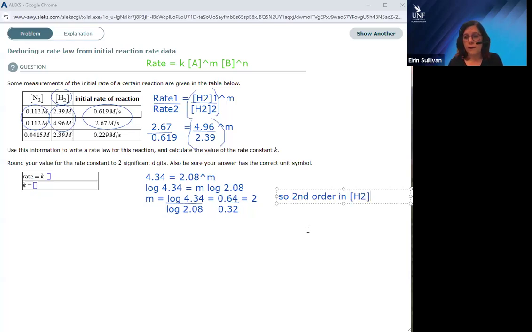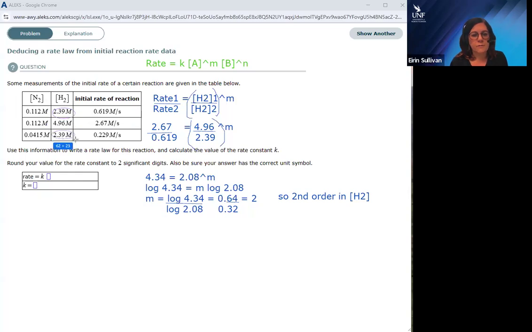So then we're going to rinse and repeat for our other reactant. So I'm just going to scrub this off. What we're looking for with our second reactant is, again, where the concentration of hydrogen is being kept constant. Let's just pick a different color here. And the concentration of nitrogen is being allowed to vary.